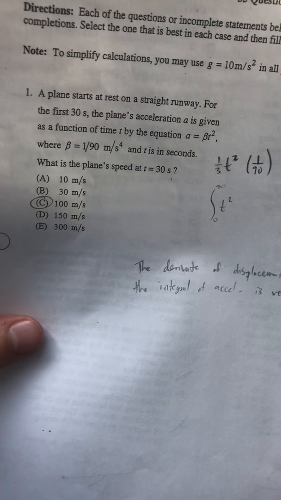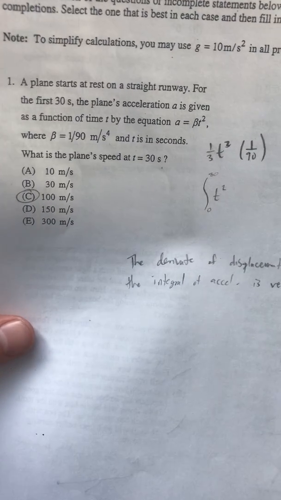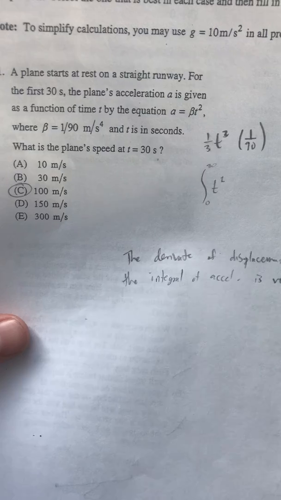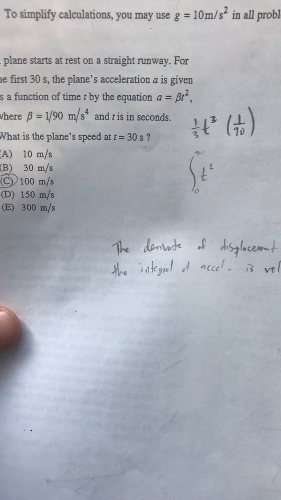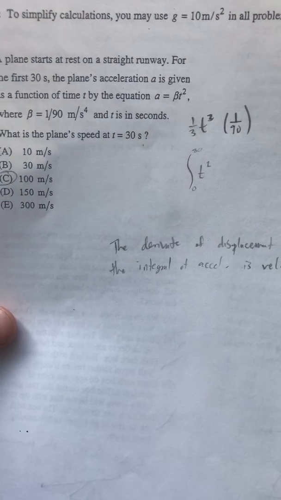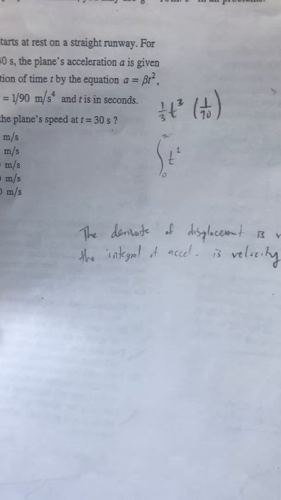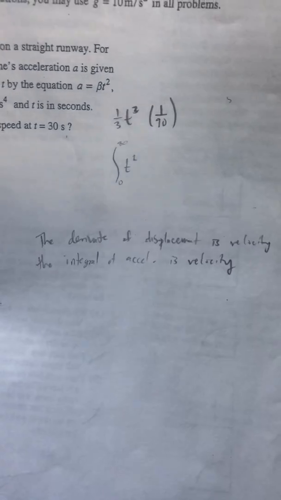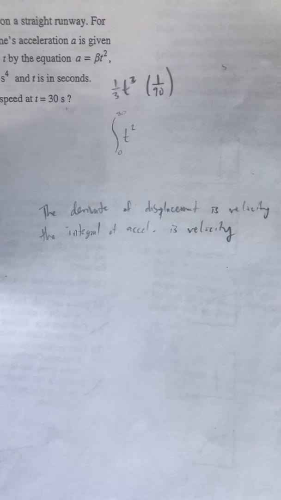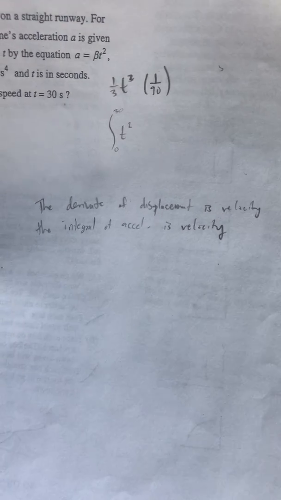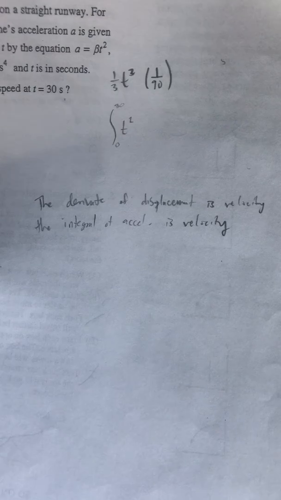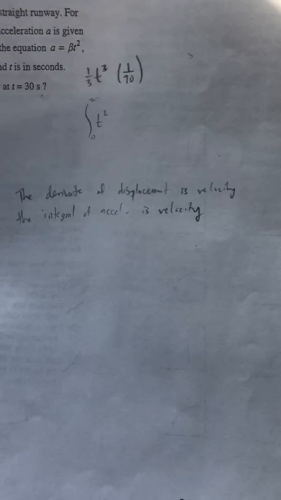Okay, so now we're going to go on to the problem. Here's the problem, example 1. A plane starts at rest on a straight runway. For the first 30 seconds, the plane's acceleration a is given as a function of time by the equation a equals bt squared, where b equals 1/90 meters over seconds to the fourth, and t is in seconds. What is the plane's speed at t equals 30 seconds?